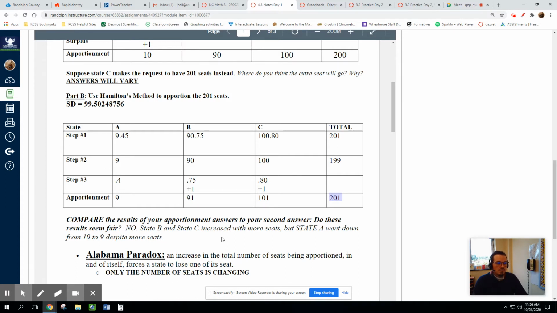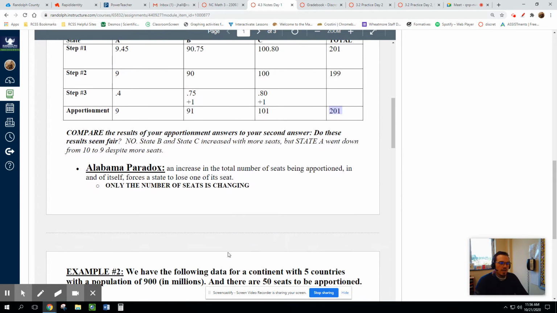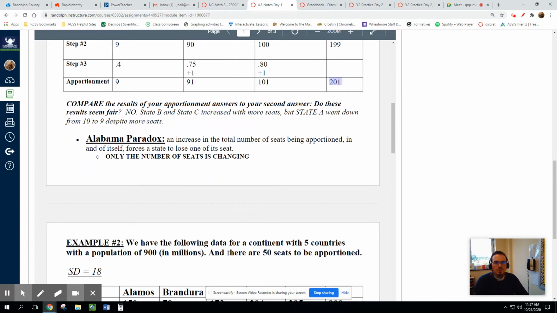Well, no. State B and C increase and will have more seats, but state A actually went down from the 10 that they got originally, now down to 9, despite there being more seats. So this is what's called the Alabama paradox, and you can kind of figure out why it's called the Alabama paradox. It's an increase in the total number of seats being apportioned, and in and of itself forces a state to actually end up losing a seat. So if we increase, we may end up causing other states to lose the number that they had if we use Hamilton's method, which is a problem.